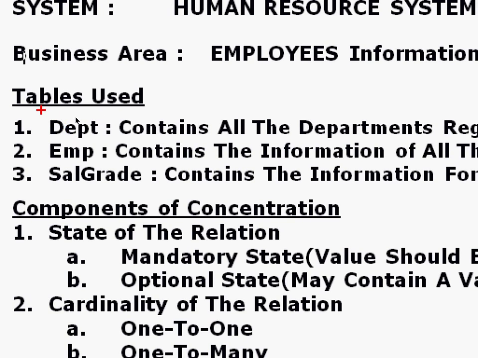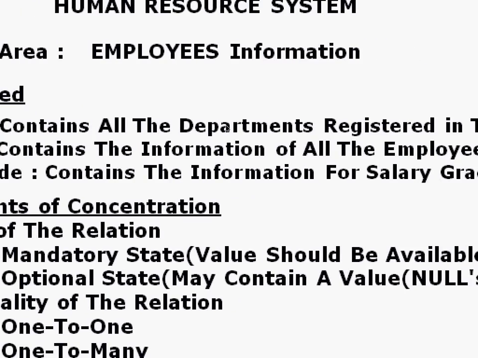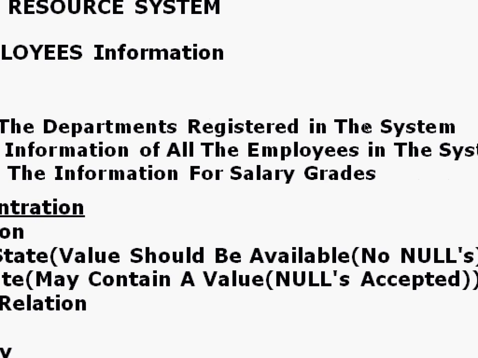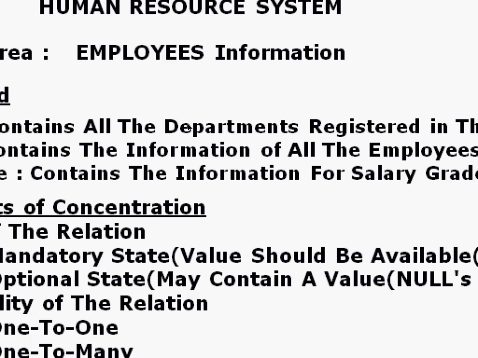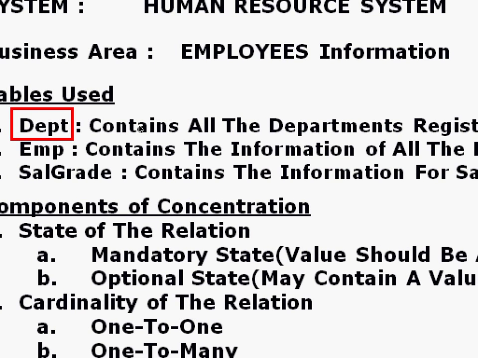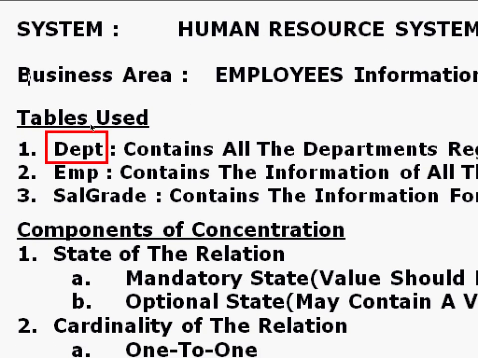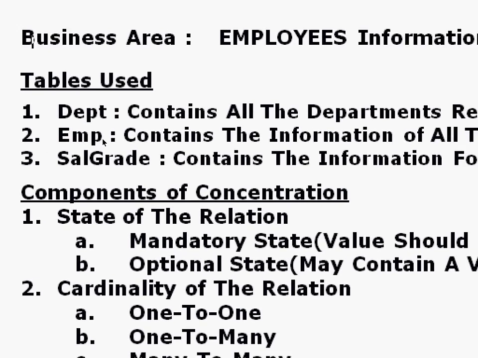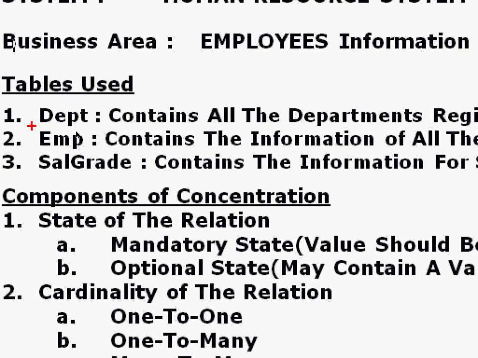So we have one table with a name called DEPT, which technically contains all the departments that are registered to this particular system. Within the system, whatever we are trying to operate, my client is managing many different kinds of departments. All those departments are registered into this particular table. The second one we have is the EMP table.